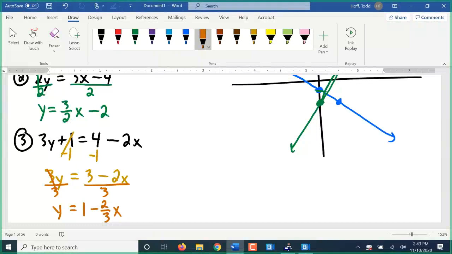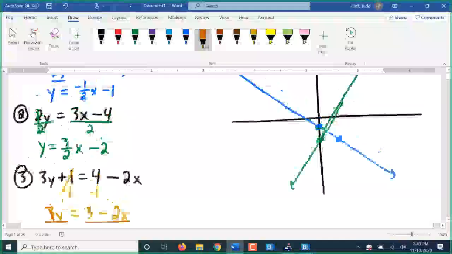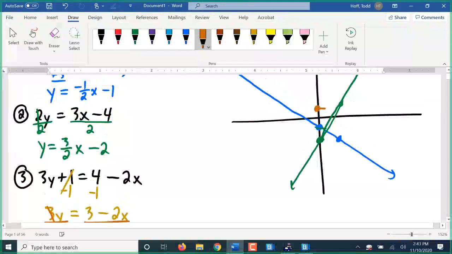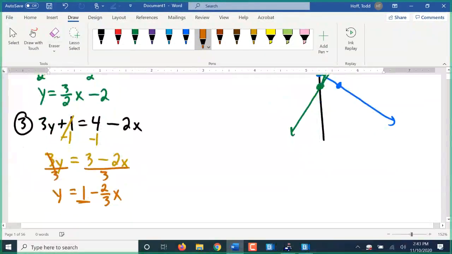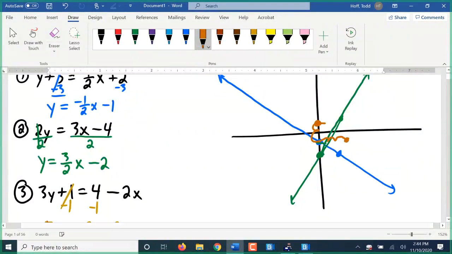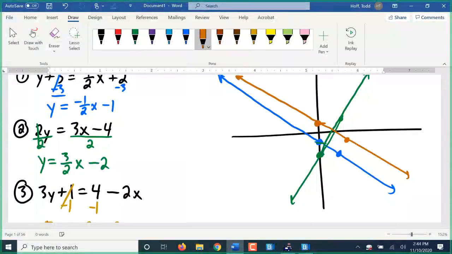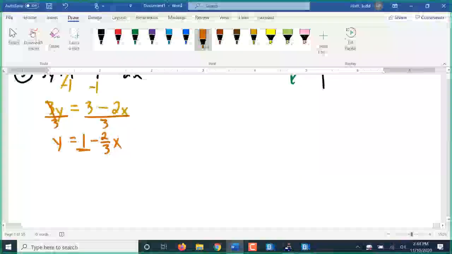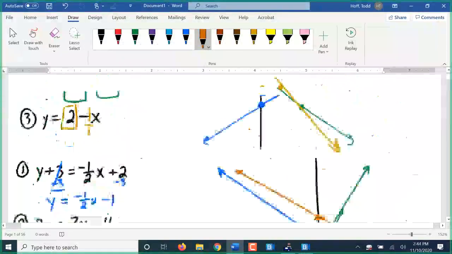x. So we're going to start at positive 1 to graph. And then it's a negative 2/3. So we're going to go down 2 and run 3. There's my second point. My line goes through those points, like that. Any questions on those 3?